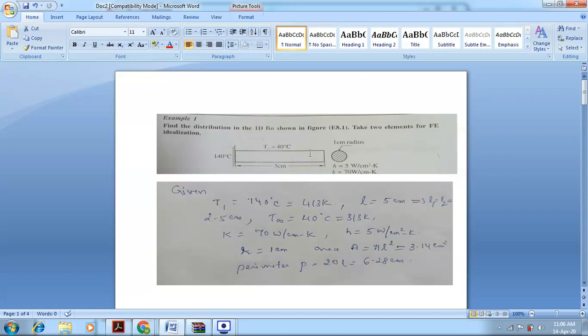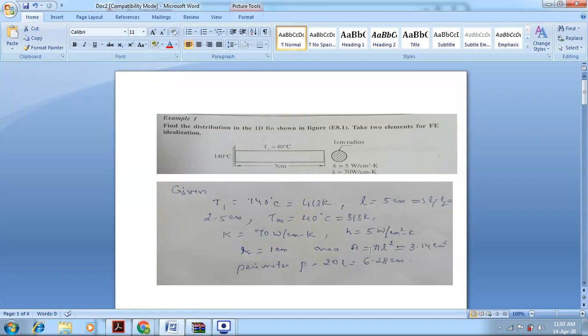The length of the whole thing is given as 5 centimeters. Since we need to consider two elements, L1 and L2 are equally divided, 2.5 centimeters each. T infinity is given as 40 degrees, that is 313 Kelvin. K is given as 70, h is given as 5, then radius is given as 1 centimeter.